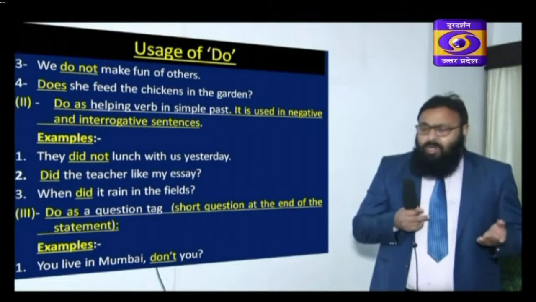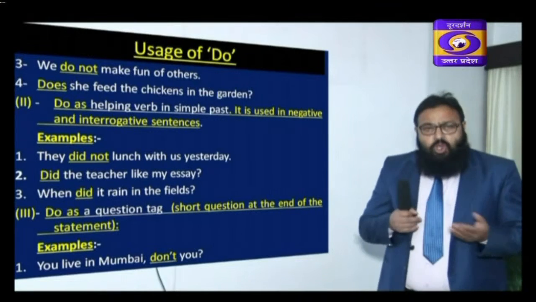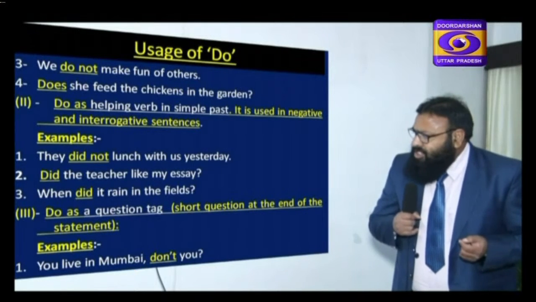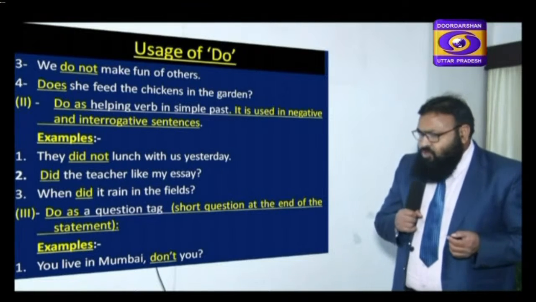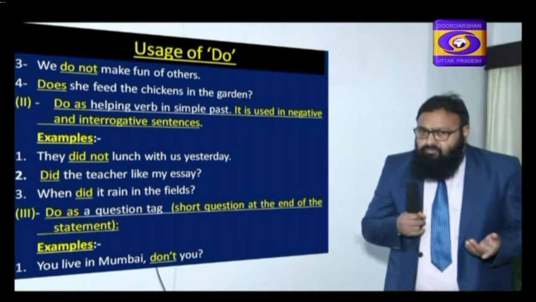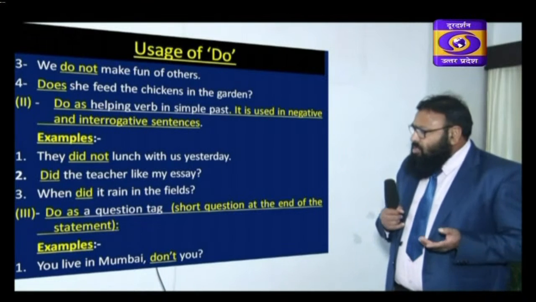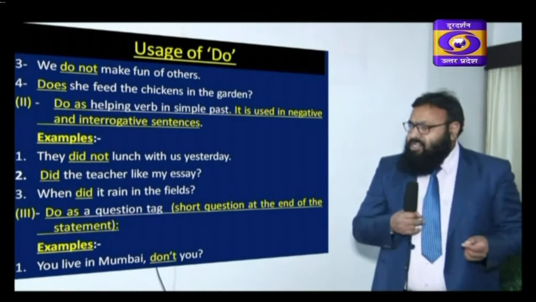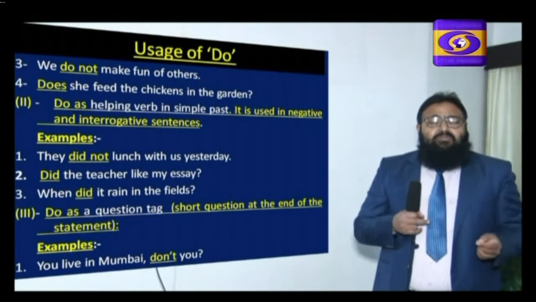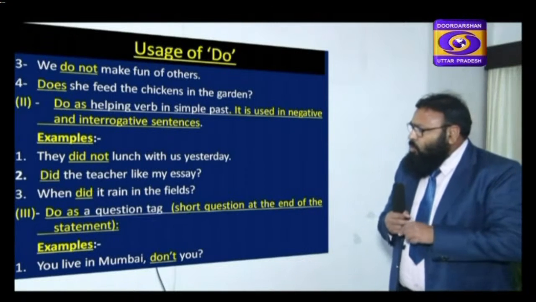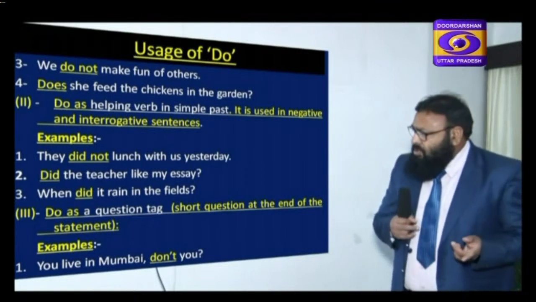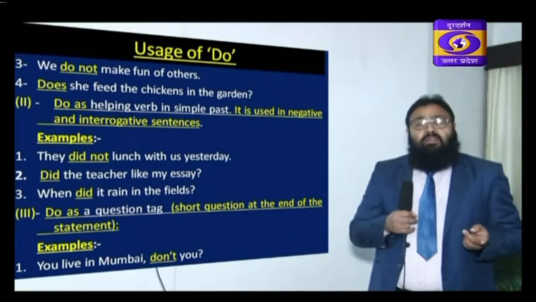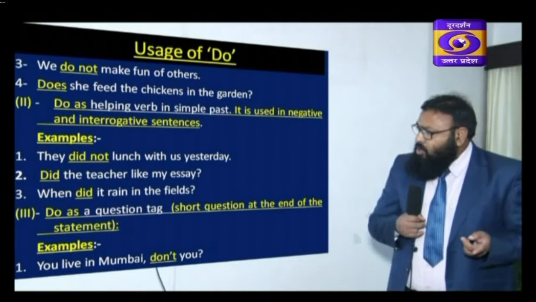Now the third usage of do as a helping verb is that it is used as a question tag. A short question at the end of a statement. Examples are: you live in Mumbai, don't you? When the statement is positive, the question tag is negative, just as this is true of this sentence. But if the statement is negative, the question tag will be positive. Suppose the sentence had been, you do not live in Mumbai, then the question tag would be, do you?